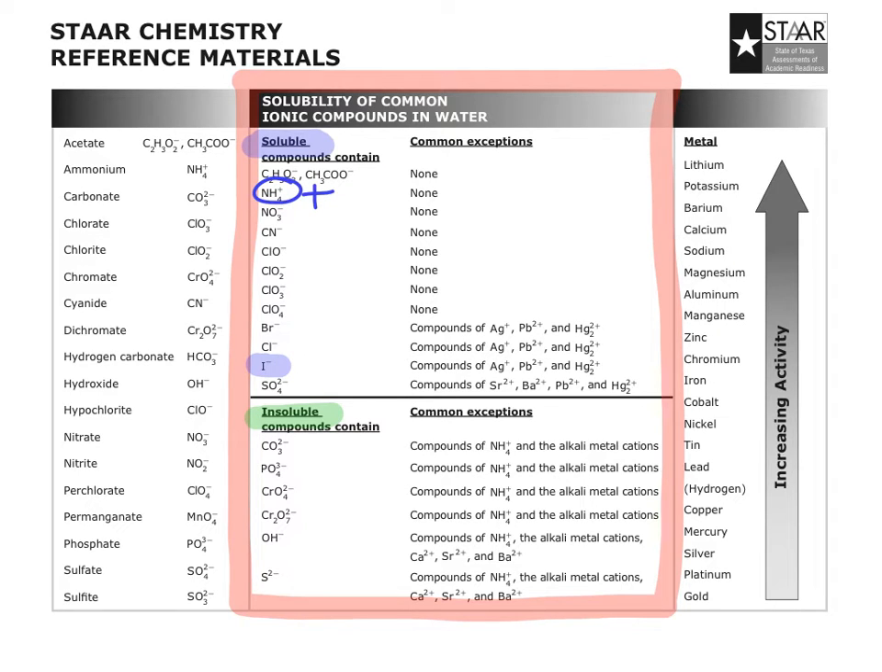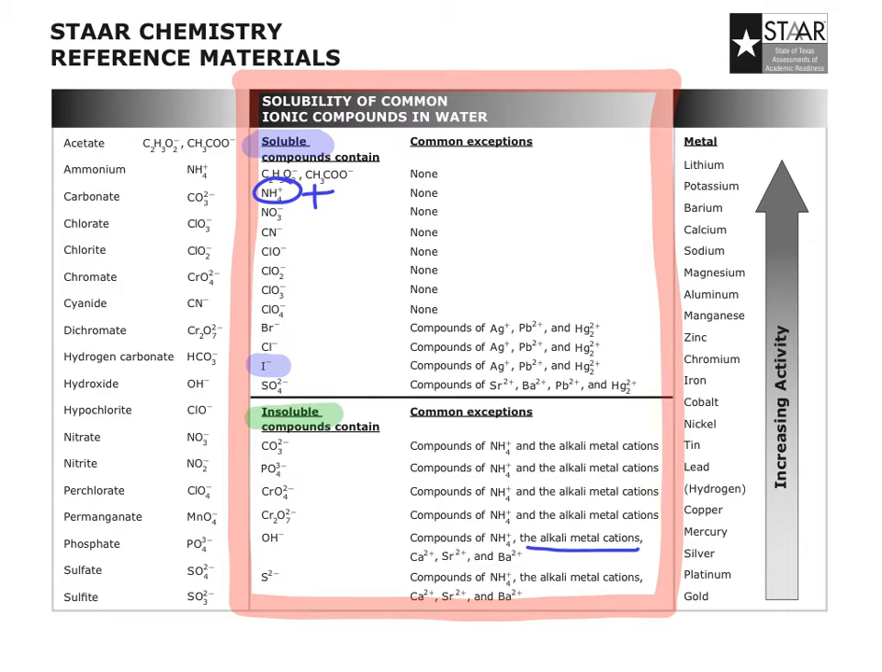So is sodium any of these? Sodium is not ammonium. Is it an alkali metal cation? It's not calcium, strontium, or barium. So you need to know, is sodium an alkali metal cation? Sodium is an alkali metal. So that means that even though hydroxide is insoluble, its exception is if it's bonded with an alkali metal cation. Because it's bonded with sodium, which is an alkali metal cation, it automatically turns from insoluble to soluble.